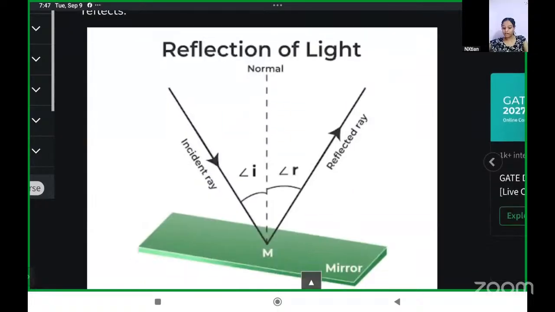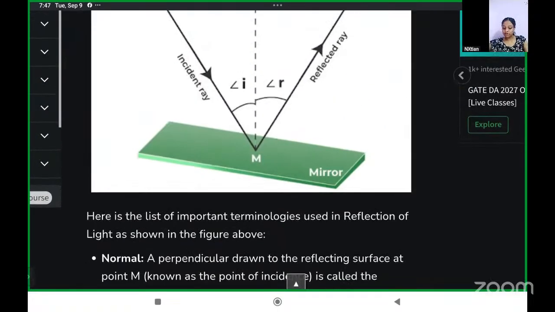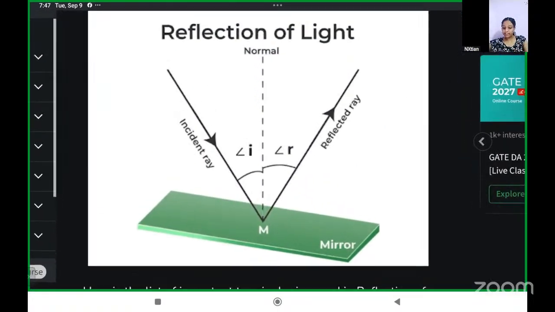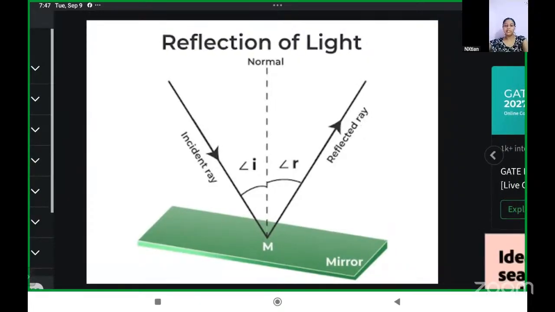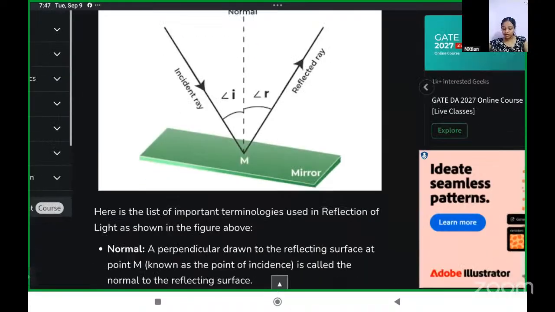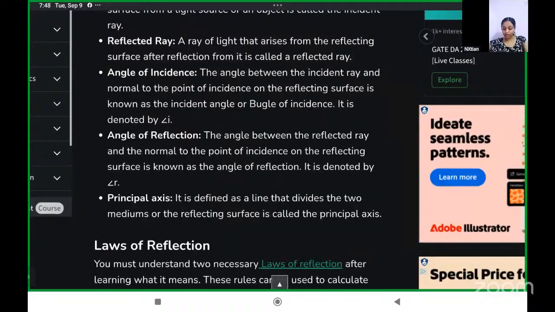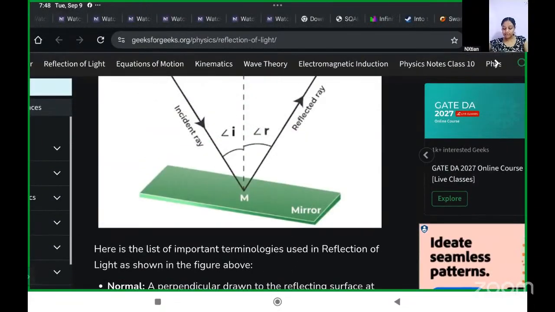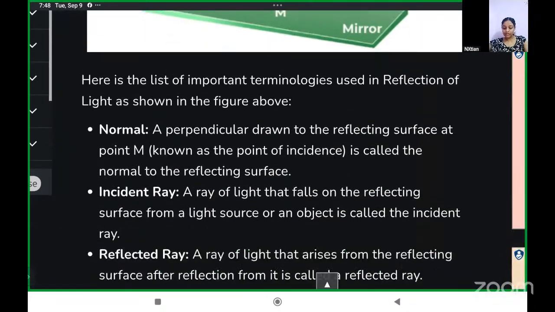Now, this is the diagram of reflection of light, where all of the components are marked. What are the components? We have incident ray, reflected ray, normal, angle of incidence, angle of reflection, and medium. Okay, let's check them out.